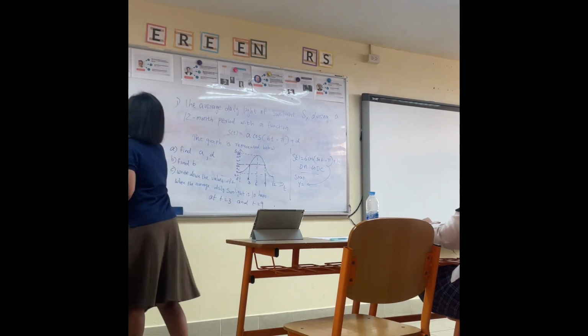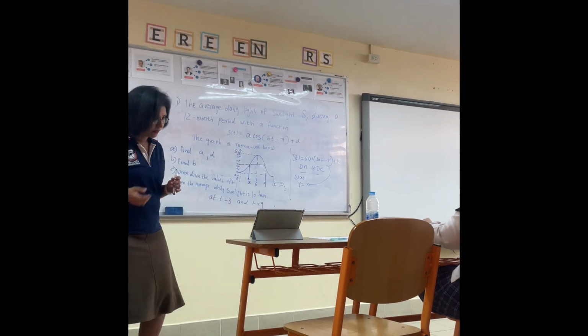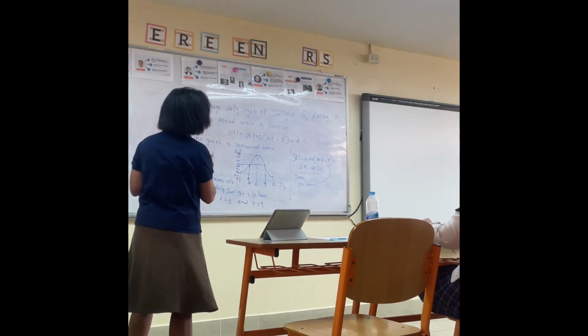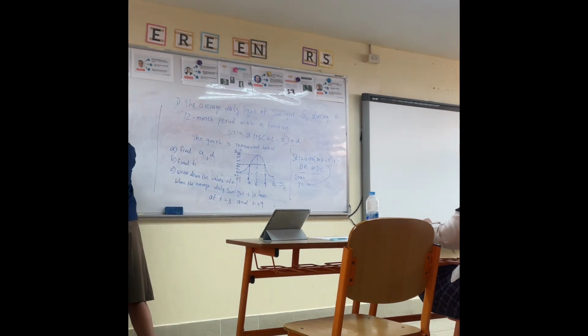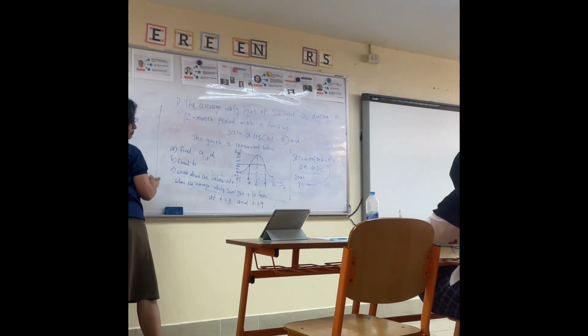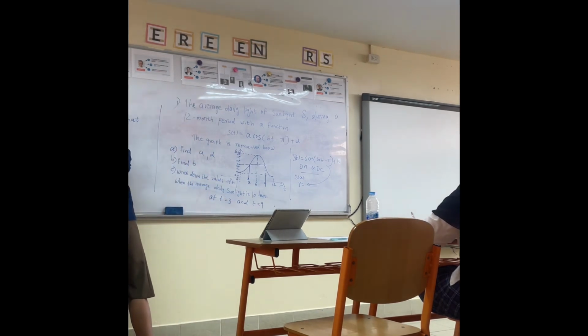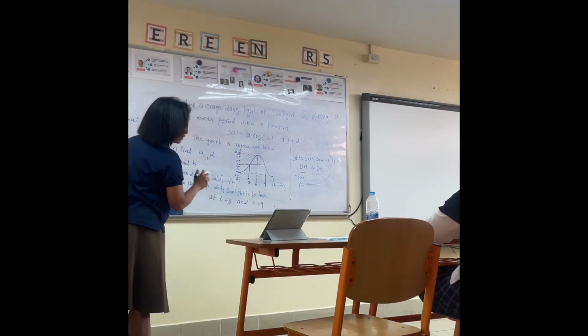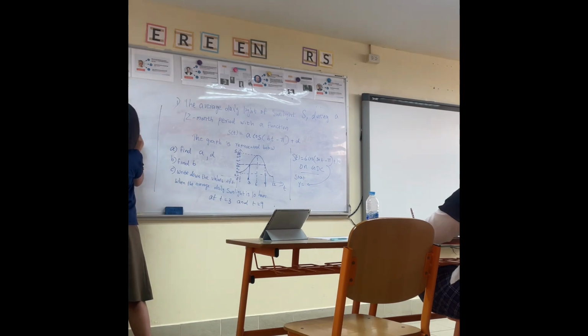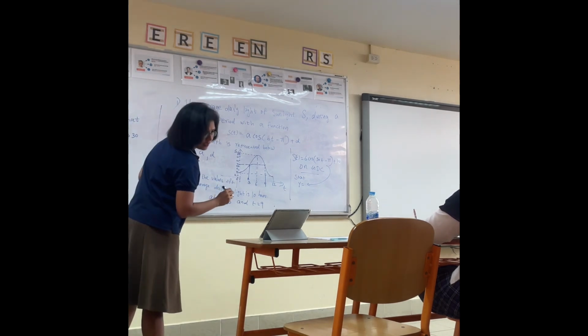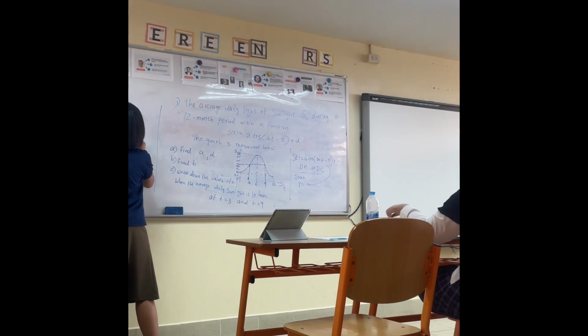Okay, I will write the next question here. Question number 2. Given that D equals 2.5 cos 30t plus 5, and the period t is 0 to 26.